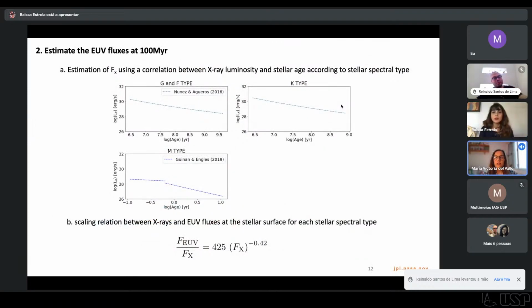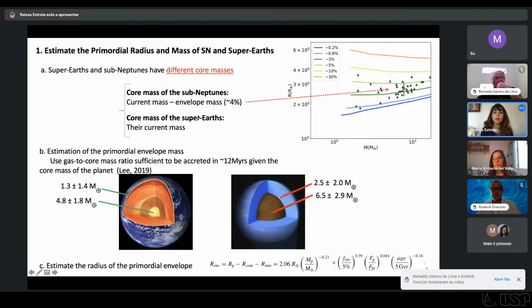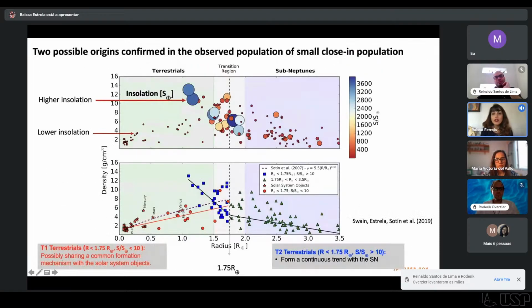Where are these X-rays coming from? So we took these X-rays basically from the literature. There are some works, which you see here, that used stellar clusters to determine the X-ray luminosity through age. So we took these relationships from these previous works in order to estimate the X-ray luminosity for our targets. Because these targets, when we see them today, are giga years old.